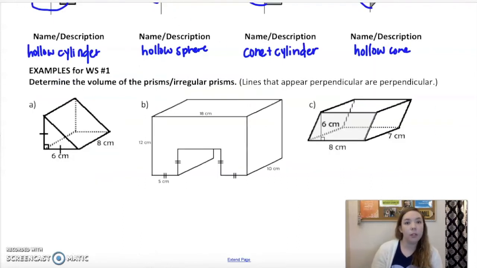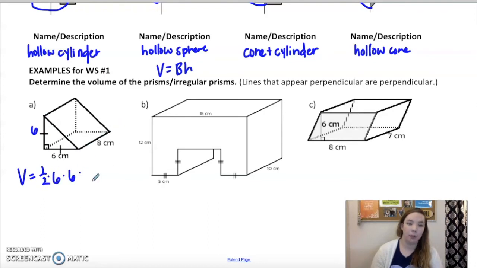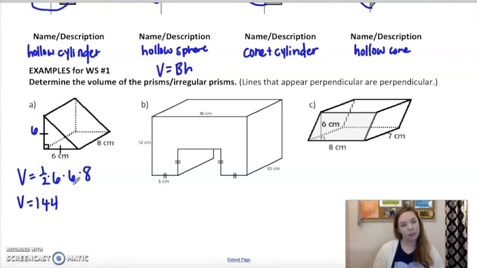All right, determine the volume of the prism / irregular prisms. And so for a regular prism, we want area of the base, so we use capital B, or sometimes you'll see AB for area of the base, but I like to use a capital B and then H for height. So area of my base here of this triangle is 1/2 base times height, and then height of the prism, which would be 8. So it looks like it would be 144 cubic centimeters.